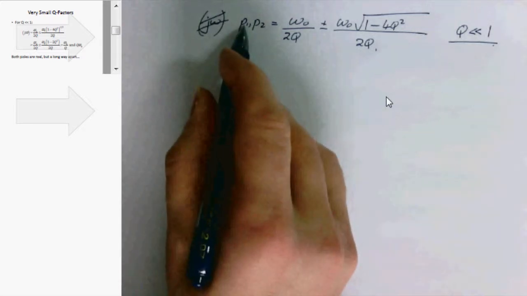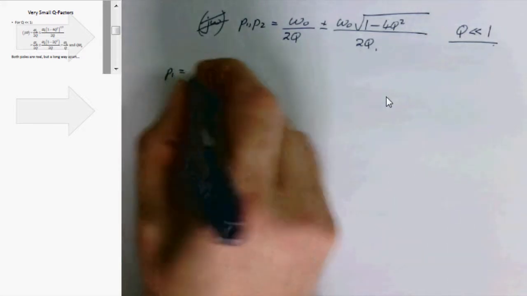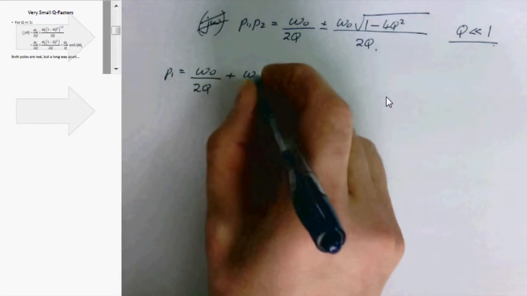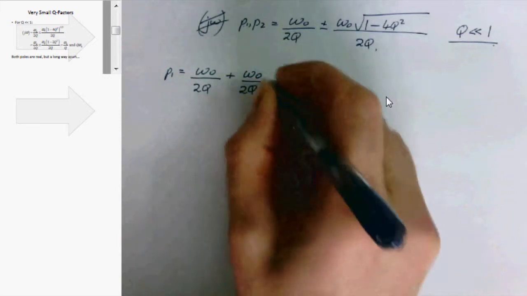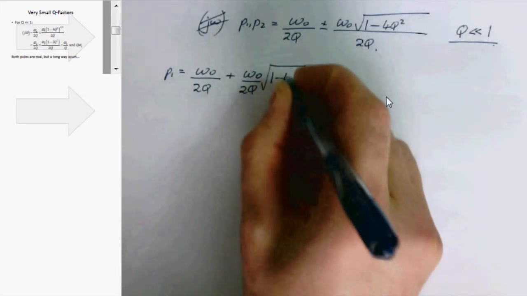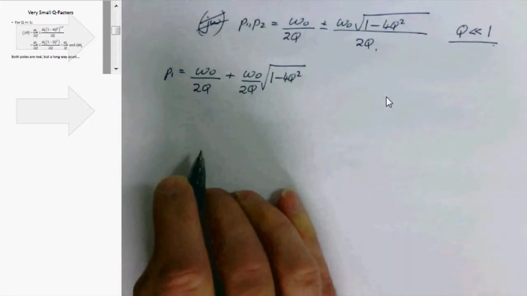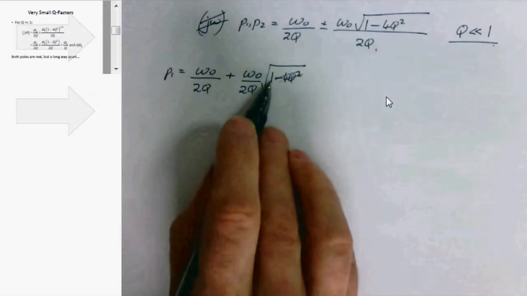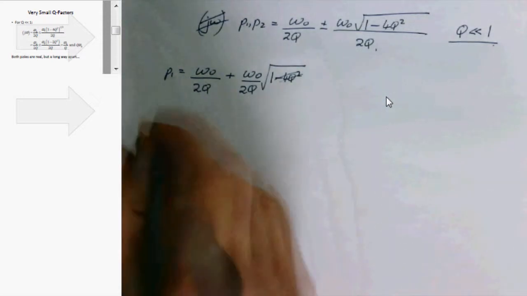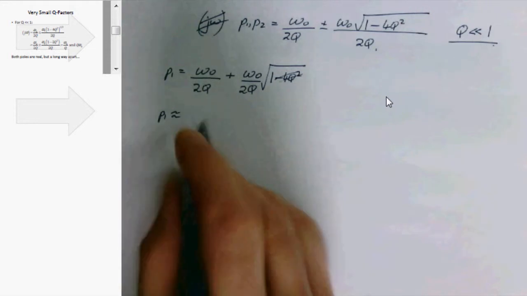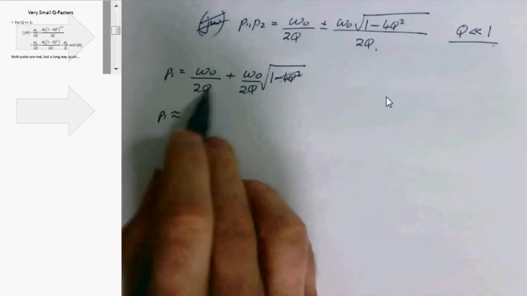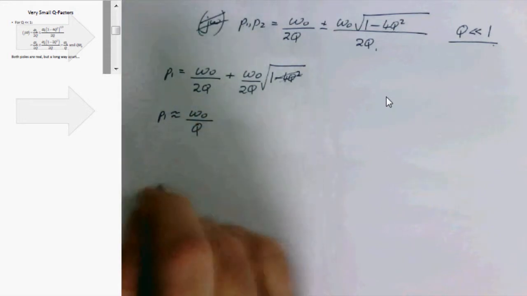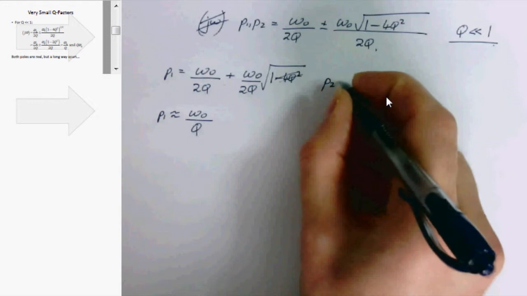The first pole, P1, would occur at omega naught over 2Q plus omega naught over 2Q times the square root of 1 minus 4Q squared. If Q is much, much less than 1, I can neglect this term with respect to that 1, and therefore P1 is approximately equal to omega naught over 2Q plus omega naught over 2Q. That's just omega naught over Q. What about the second root?